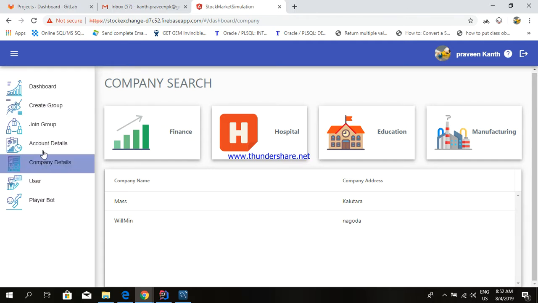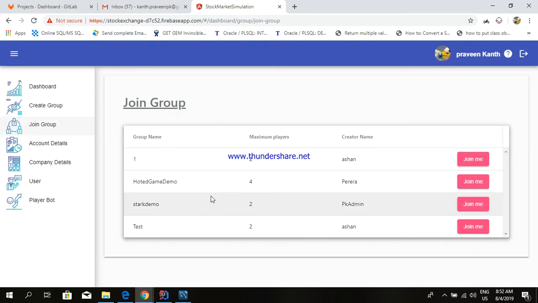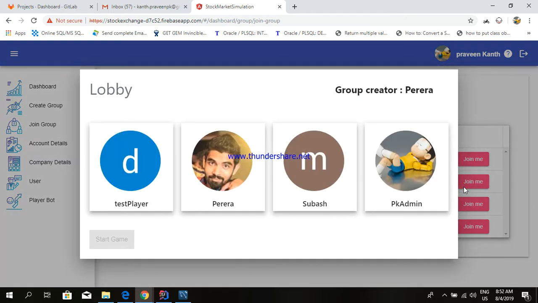Yesterday I demonstrated the minimum concept of two players with our application remotely. Today I will show you how I join a game with a hosted game demo. I think on the other side Subhash Pereira might have already hosted a game, so I will be joining his hosted server. Once I join, Subhash and Pereira and our other test player, the fourth player, are already in the game.